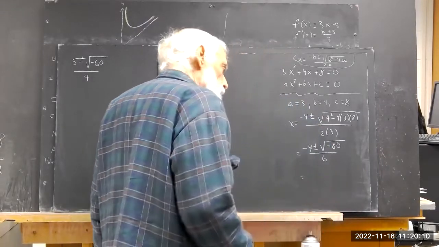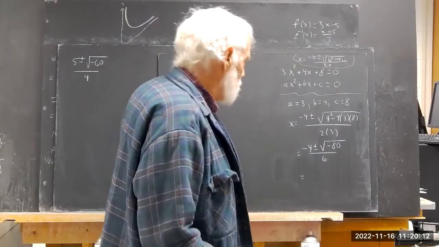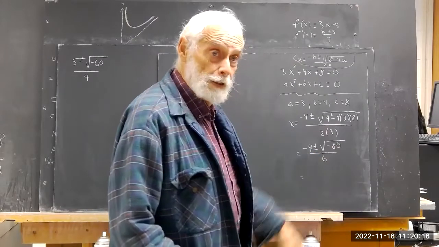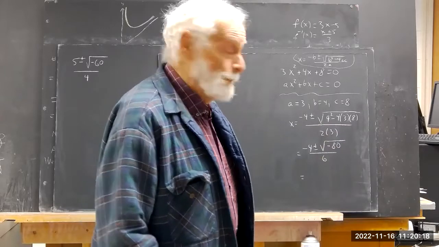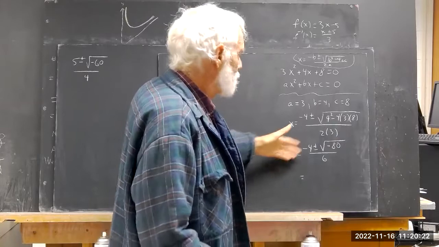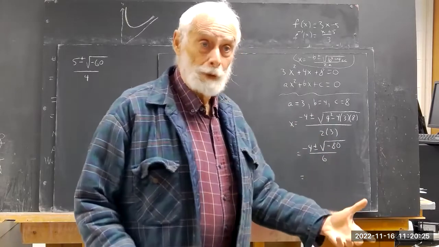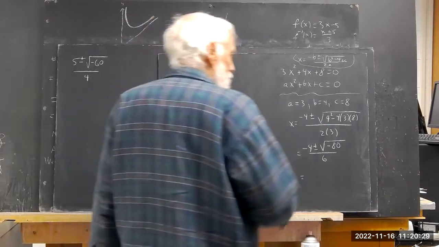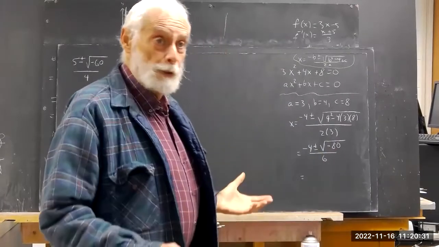We've got a couple of options. I could separate this out. I could say negative 4 over 6 plus or minus the square root of negative 80 over 6. But right now I'm going to concentrate on that 80, because I can distribute this division anytime I want to. So I'm going to hold off on that. That's just a matter of taste. You can do that any way you want to.